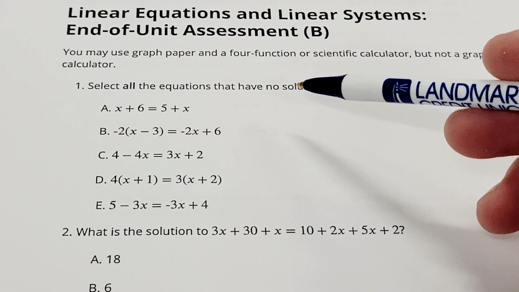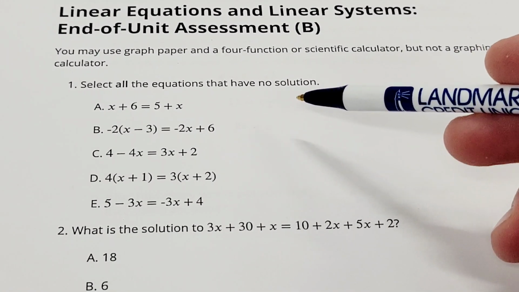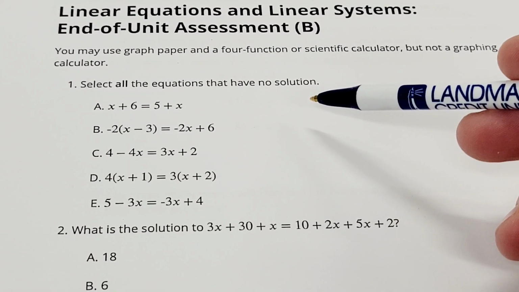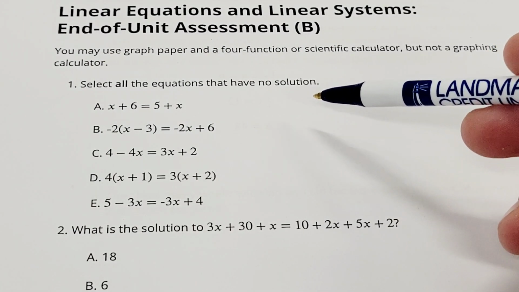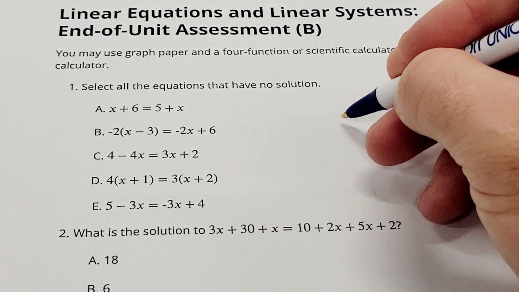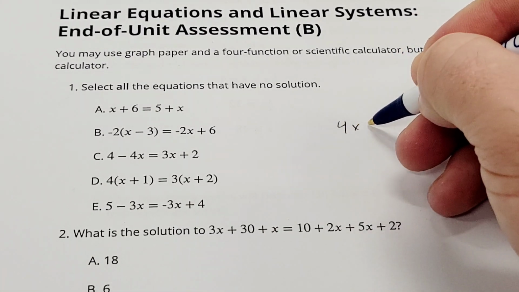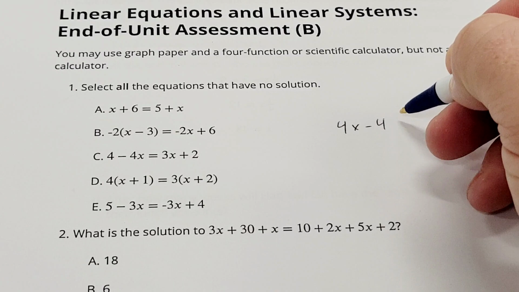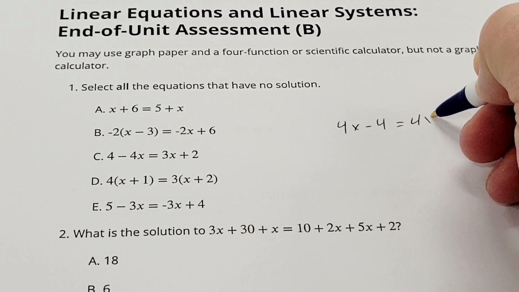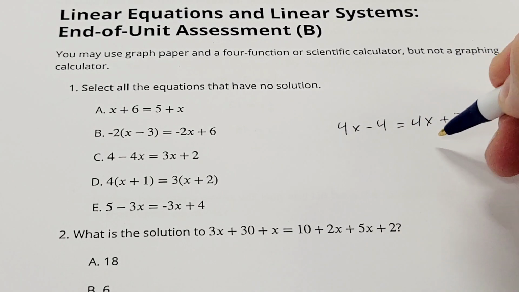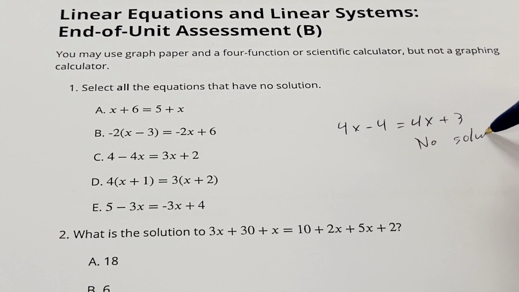Select all the equations that have no solution, okay? So these are on the whiteboard as always, but I'm just going to go ahead and review them. If they have no solution, what we're looking for is something like what it has on the board: 4x minus 4 equals 4x plus 3.